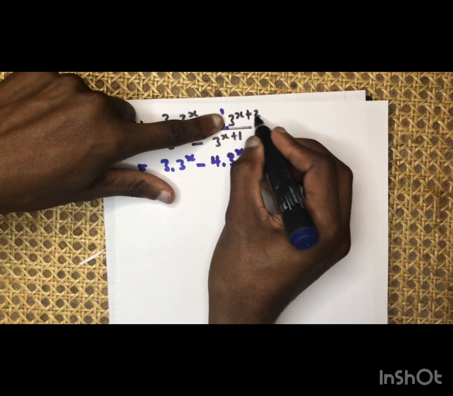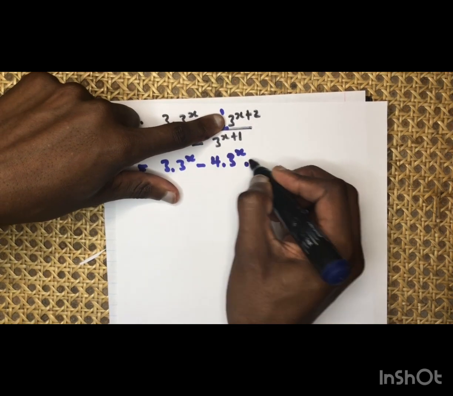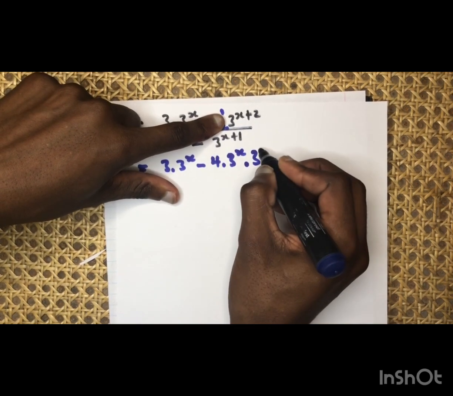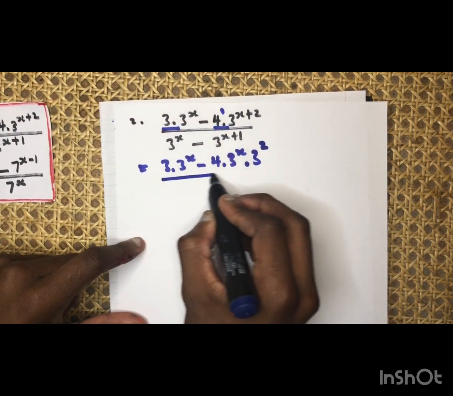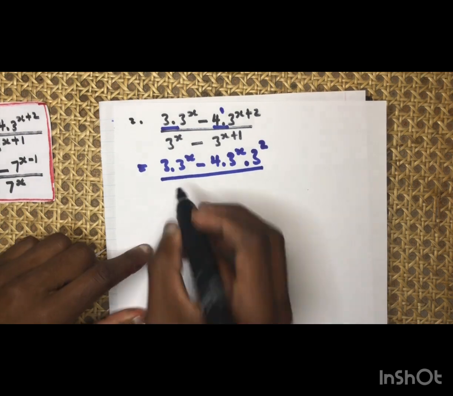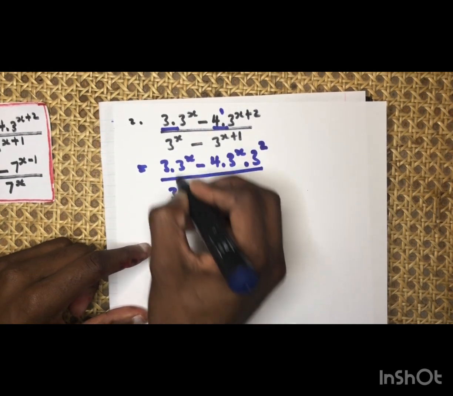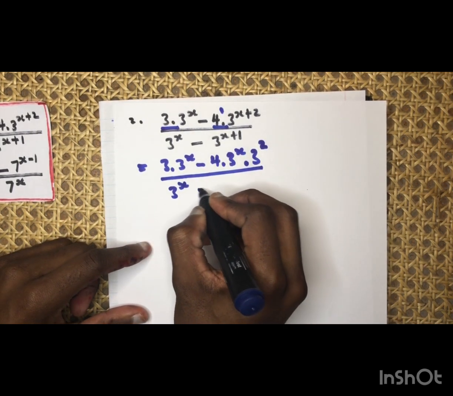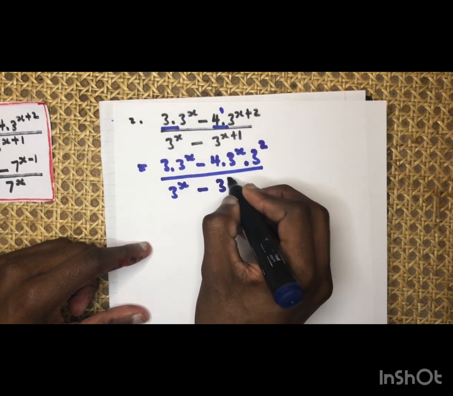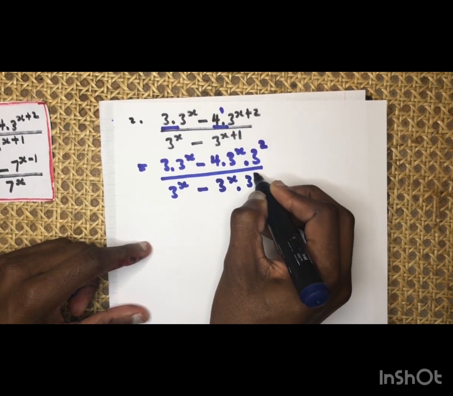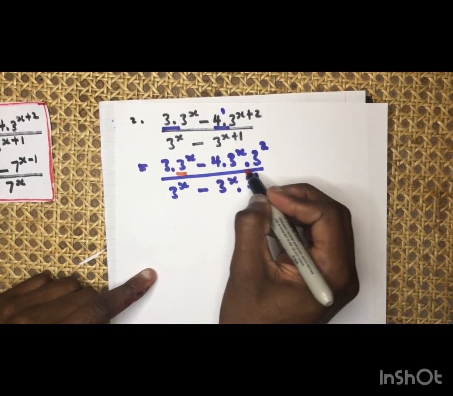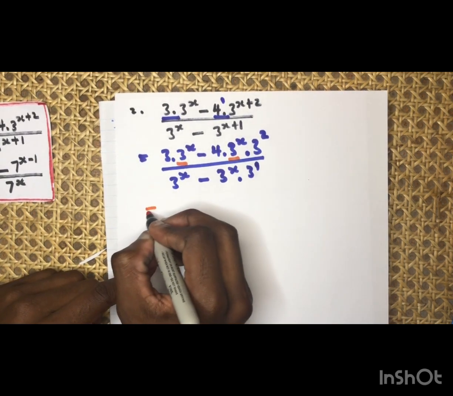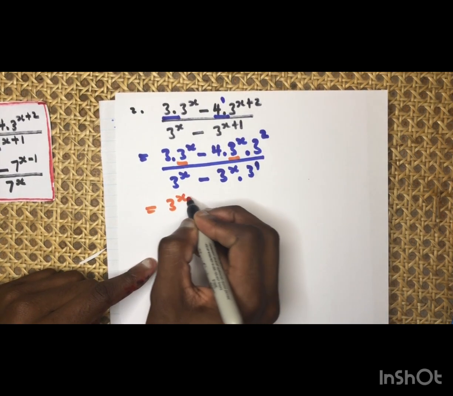This is law number 1, so I'm going to write it as the product here, 3 to the power x times 3 to the power 2 over 3 to the power x, because it's already the prime base. So here I'm going to change it because I need the common factor. What is common in the numerator? Yes, it is 3 to the power x. So I'm going to take out 3 to the power x.